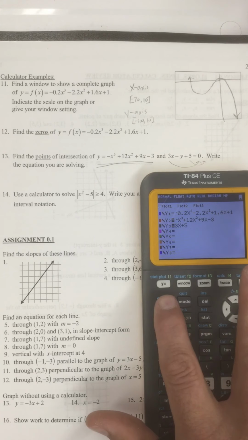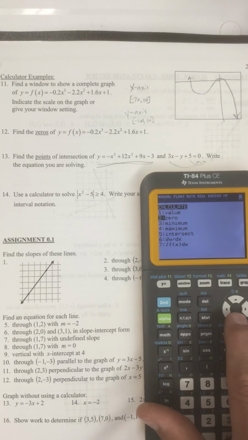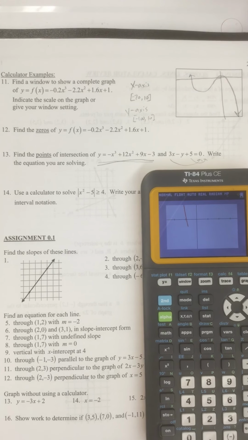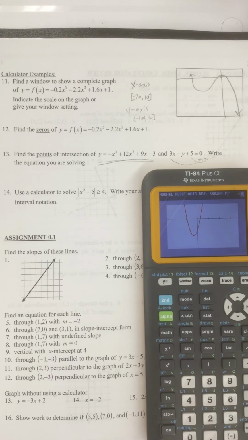Okay, I'm going to go back to that calculate menu. This time I'm going to go down to intersect. It's going to draw the graphs. Notice that first function is a cubic again. That means it can't change directions only once. It's going to change directions twice.